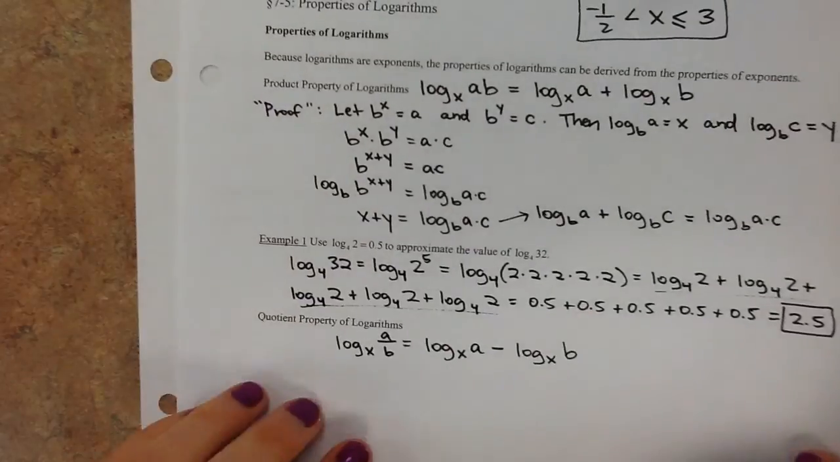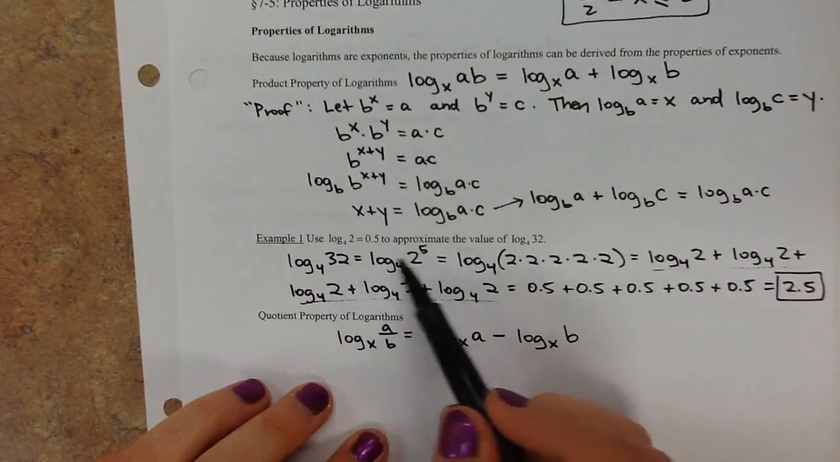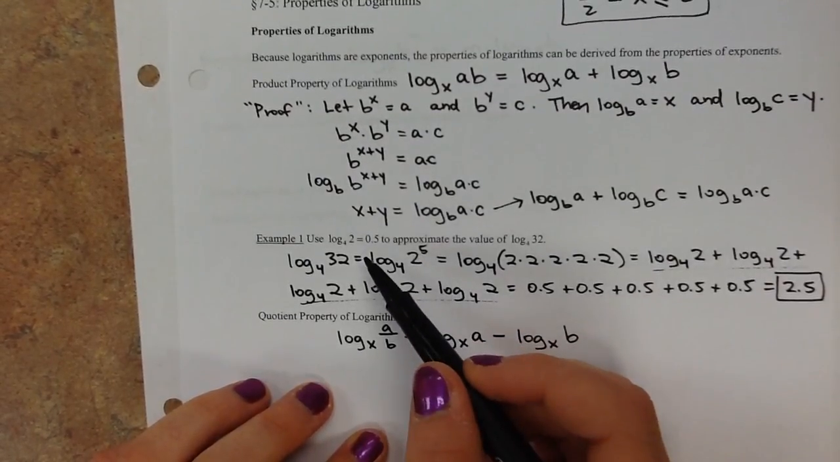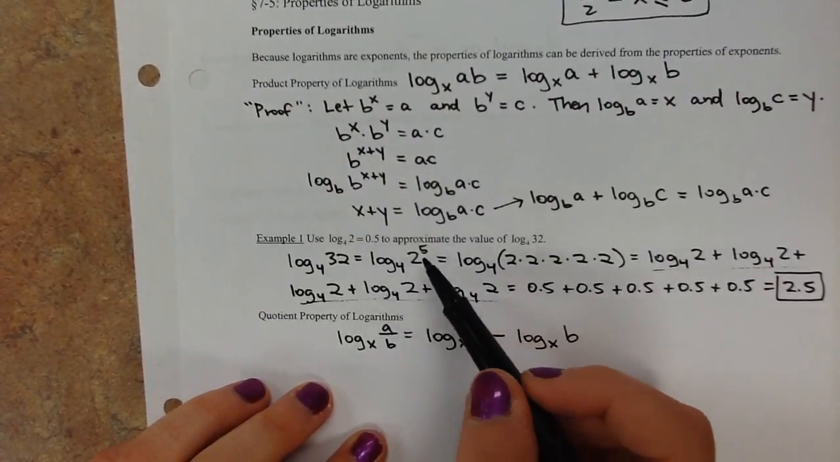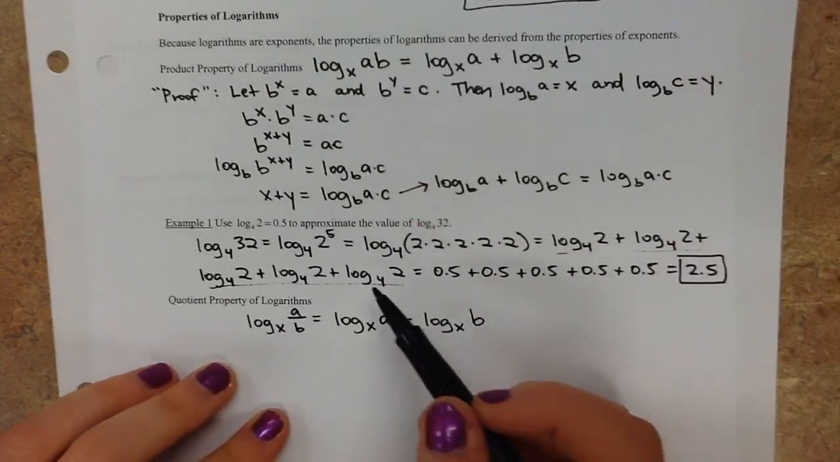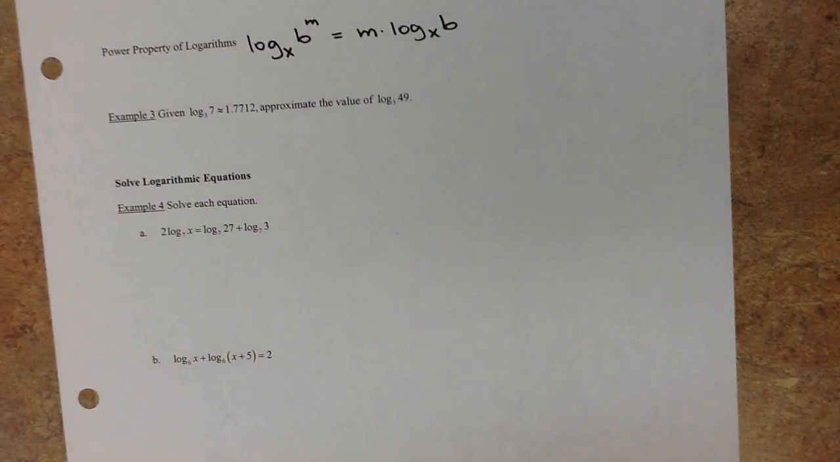Look at this one right here. This is log base 4 of 2 to the 5th. So we wrote 32 as 2 to the 5th. I could have just moved this 5, put it out front, and done 5 times log base 4 of 2, aka 5 times 0.5, which I kind of did out the long way here and ended up with this. I could have used that power property, and it kind of saves some time. It's a little bit shorter than doing that addition property out over and over and over again.